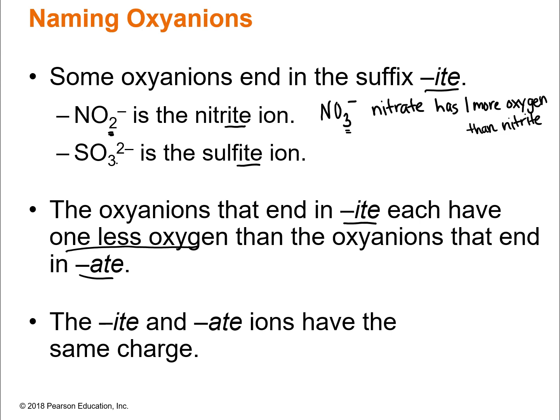So let's go through another example. We have the sulfite ion, which has 3 oxygens. If we want to write the sulfate, ATE, that means we need to add 1 more oxygen for SO4. The charge on the ion stays the same. So the only difference is the number of oxygens.